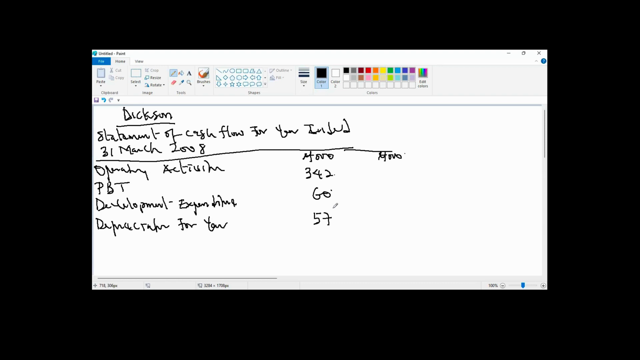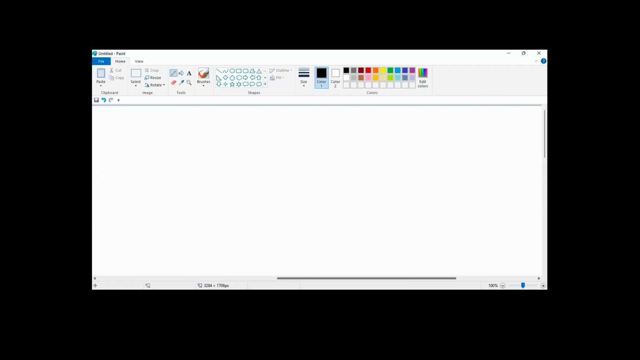Where am I going to see information on disposal? Go to additional information, you will see. During 2008, additional information 2, an item of property, plant and equipment with a carrying amount of 103 was sold for 110. Let me do the working here. Was sold for 110. Does it make a profit?